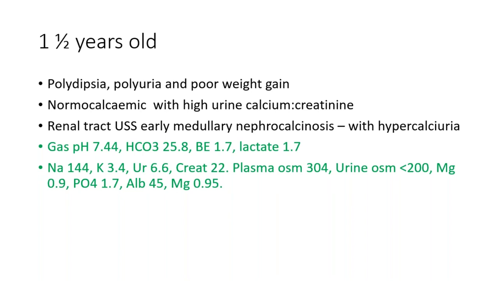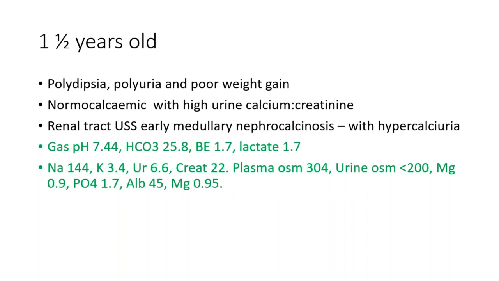For more information, he had normal calcium levels in his blood but, incidentally, a high calcium creatinine ratio. An ultrasound scan of the renal tract showed medullary nephrocalcinosis with hypercalciuria. And so this is their gas. You can see the gas is generally unremarkable: a pH of 7.44, a bicarb of 25.8, and a base excess of 1.7. The plasma electrolytes: sodium 144, potassium 3.4, urea 6.6, and a creatinine of 22. So again, largely unremarkable.